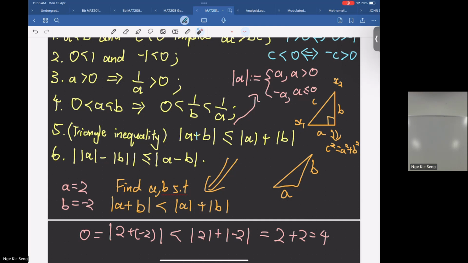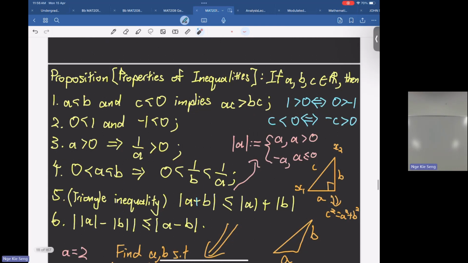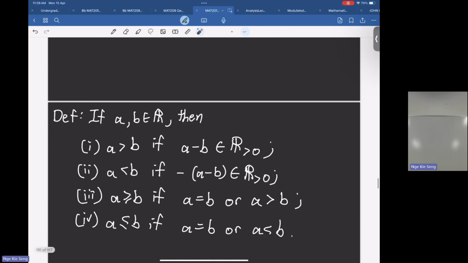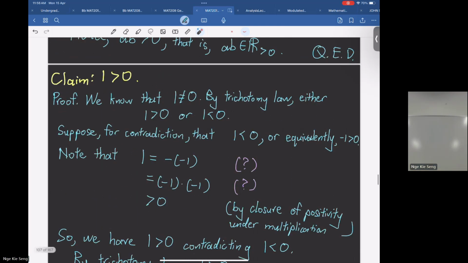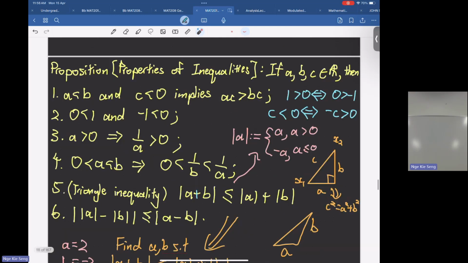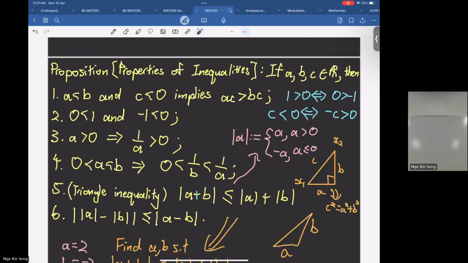Yes. Number 2, what's 2? 1 bigger than 0. Why is minus 1 smaller than 0? This is with proof. Yeah, you can prove it by adding -1 to both sides. Oh, yeah. True, so there will be an equal sign there. So you need to argue why -1 cannot be equal to 0.